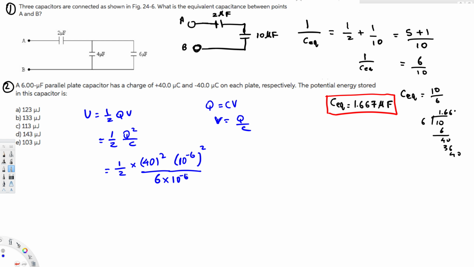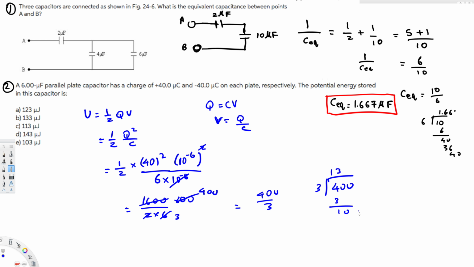So we can cancel one of this 10 to the power minus 6 with this square. And here we have 1600 divided by 12, 2 times 6. So I can cancel this one. This is going to be 800 over 3, no, 400 over 3. What is 400 over 3? 400 divided by 3 is 133, and it goes like 133.333, right? So the answer for this one is going to be 133 microjoule. So that's the answer for this question.